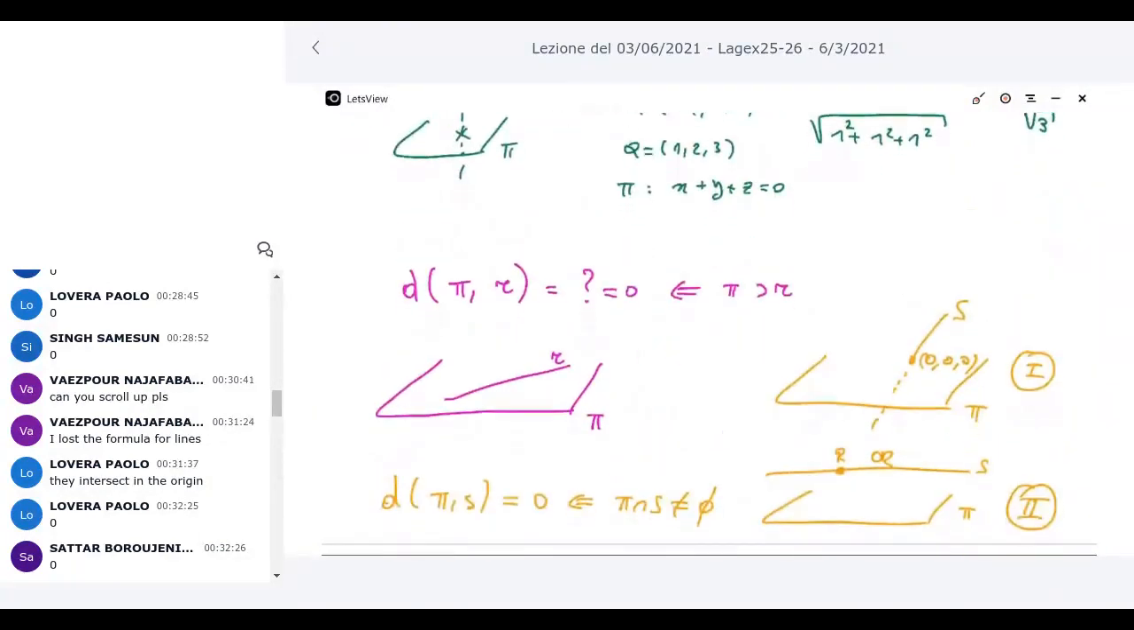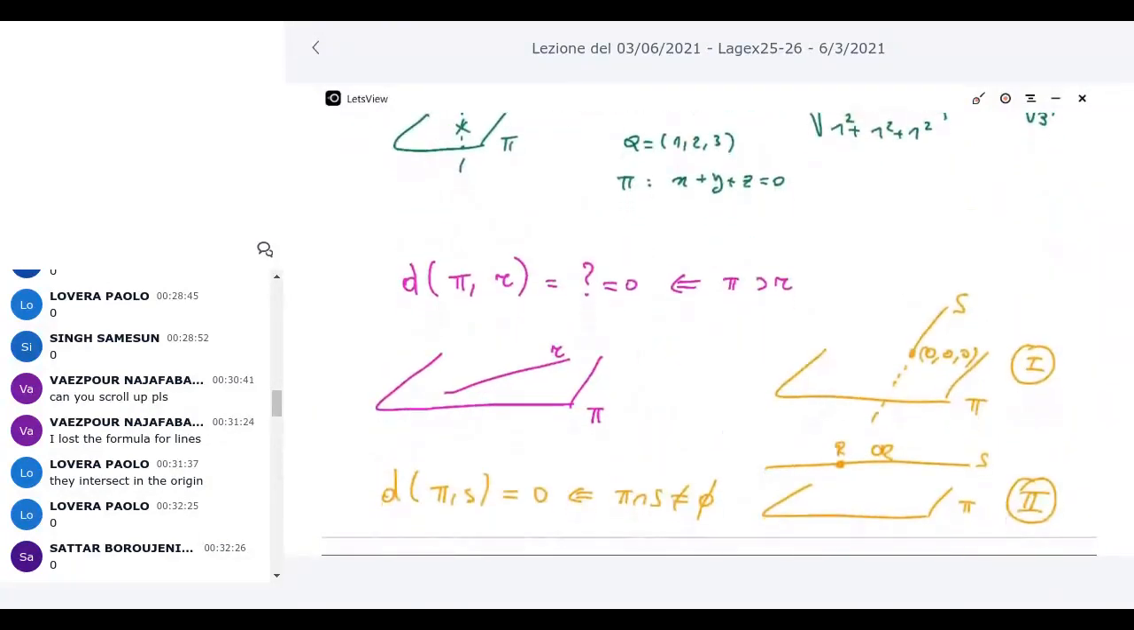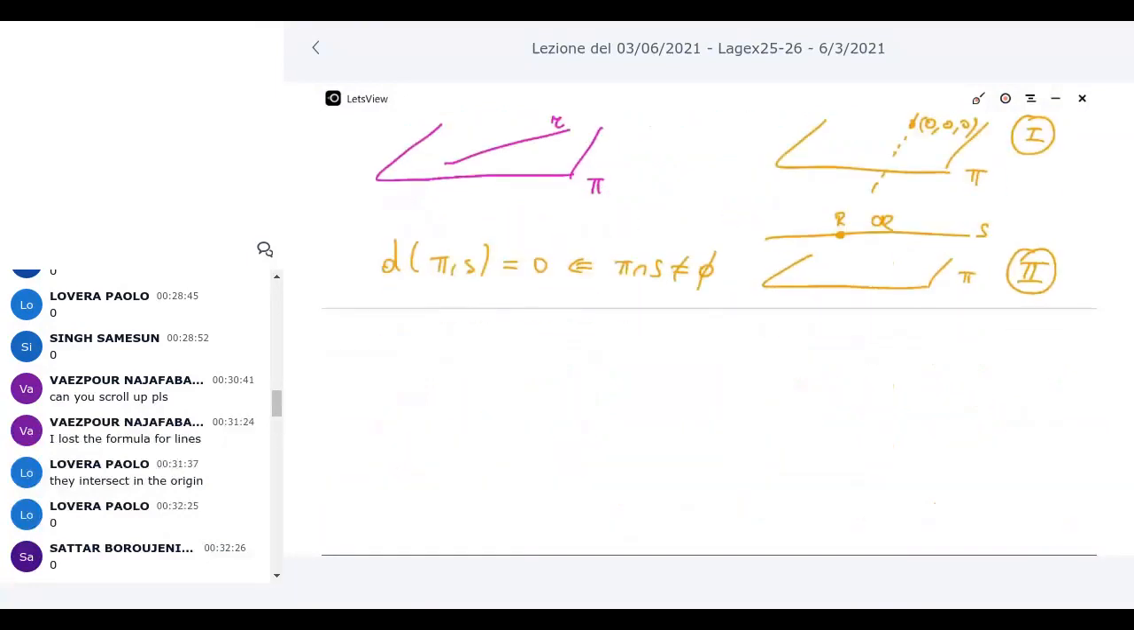Okay. So now we can do the distance, for example, of one point. So let's say we take the distance between point Q and line R. So what do you get here?